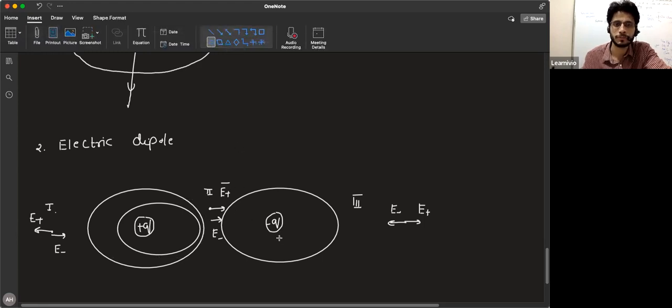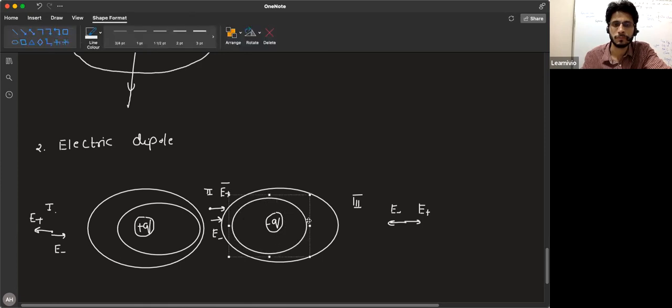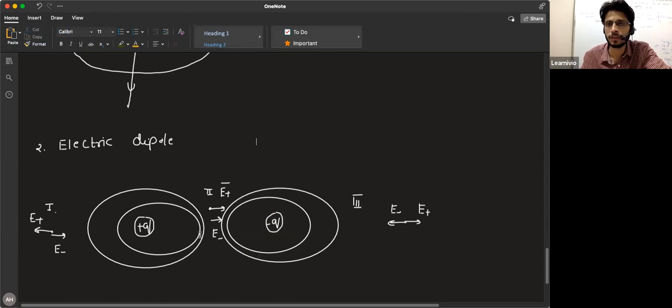Similarly here. I'm asking about the separation. So separation is minimum. Field is maximum, but the separation is minimum. In region 1, field is minimum, but the separation is maximum. So these are the electric potential surfaces for an electric dipole.